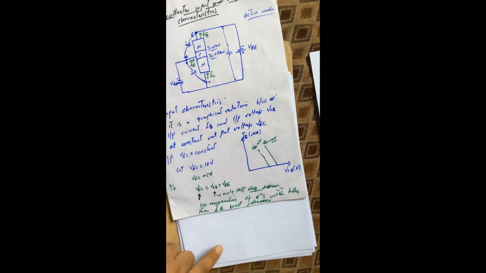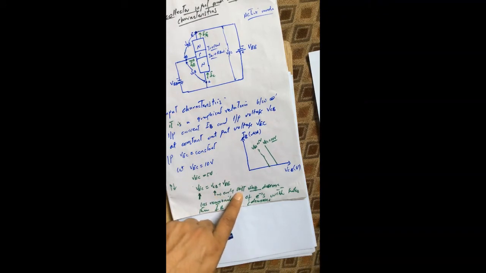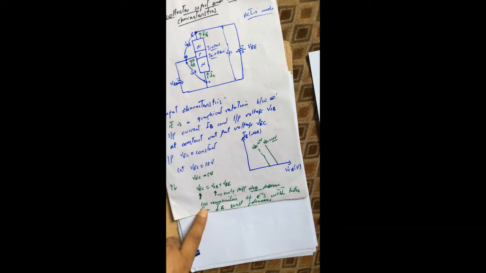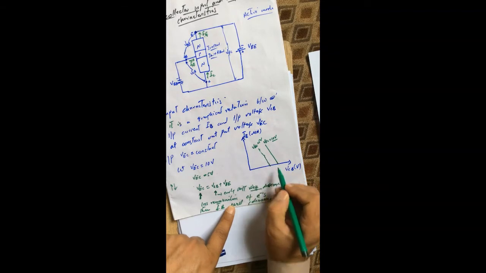So the base current will decrease. As we increase this VEC, VCB also increases from this relation. Once VCB is increasing, then according to the Early effect, the effective width of the base region decreases. So there is less recombination of electrons with holes in the base region, and hence the base current will decrease. Which is shown here. So the base current decreases.